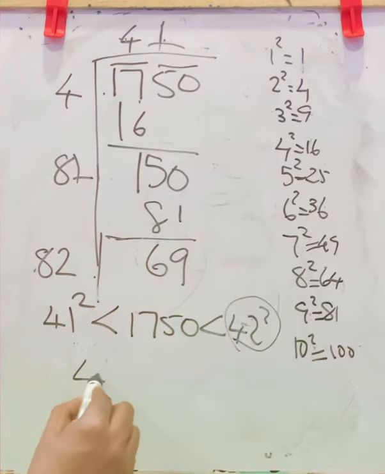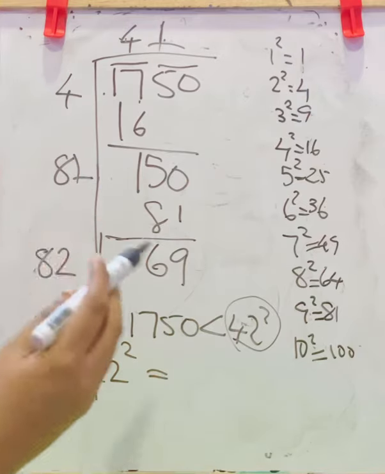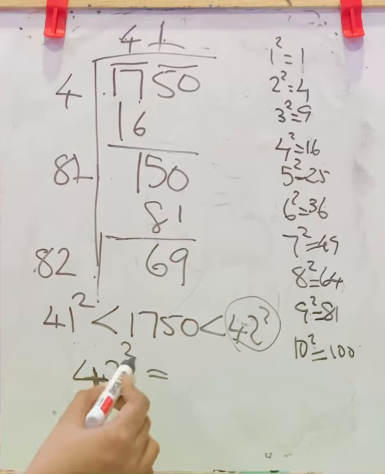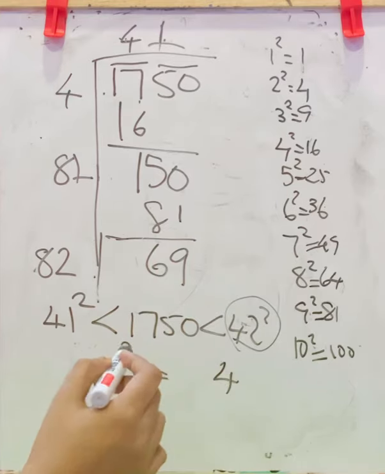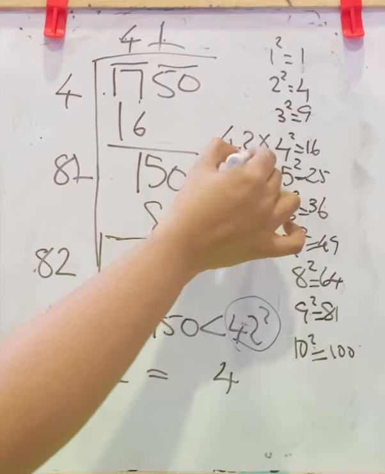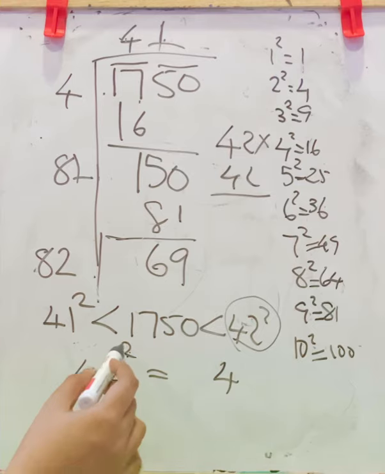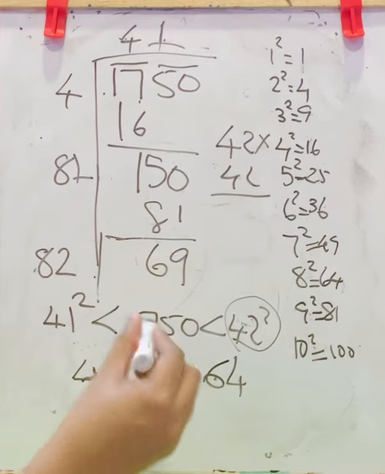Now find what 42 square is. There is an easy method to find the square of a 2-digit number. First square this number. 2 2s are 4. Actually the proper multiplication is 42 into 42, but here I am using an easy trick. 2 2s are 4. Next 2 into 2 into 4, that is 2 2s are 4, 4 4s are 16. Balance 1.